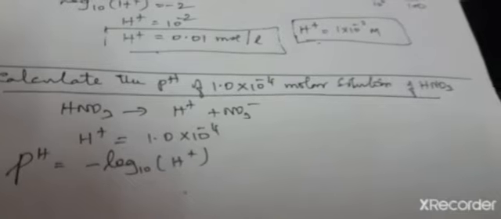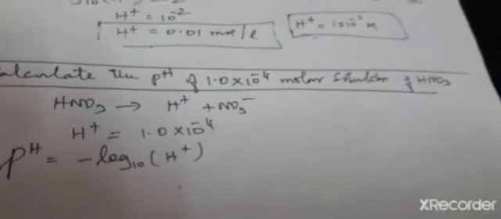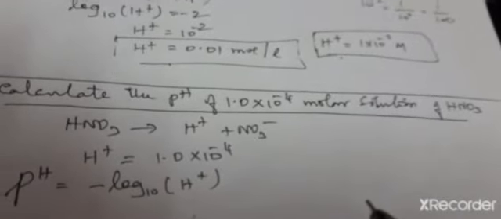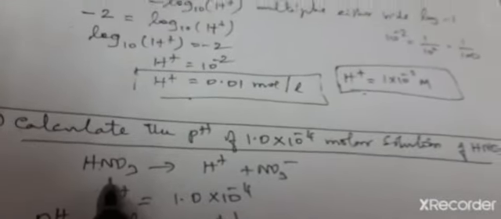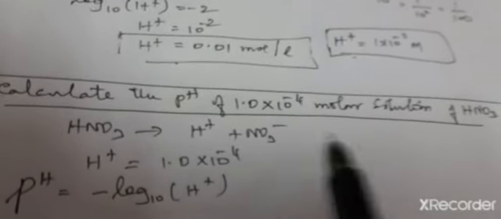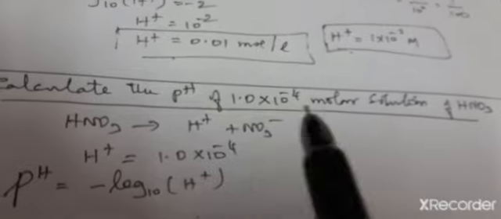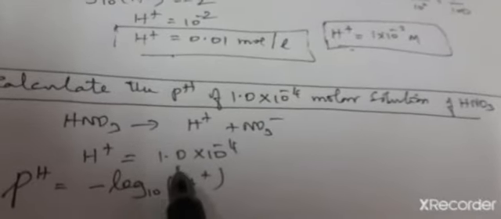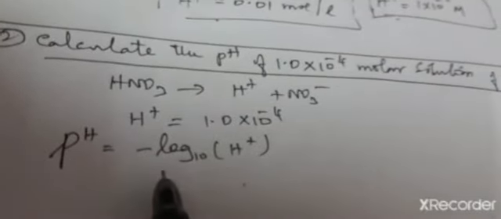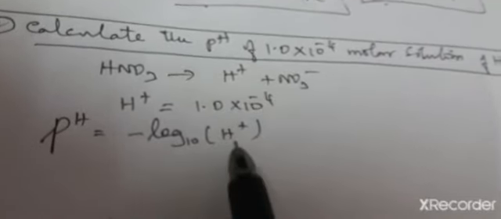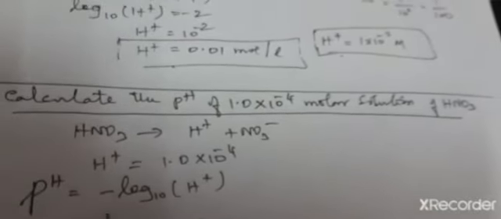Now see the next question. Calculate the pH of 1.0 into 10 power minus 4 molar solution of nitric acid. HNO3 is nitric acid that is going to displace hydrogen ion. So in an aqueous solution, nitric acid is going to displace H plus and nitrate ion. And H plus value is given, 1.0 into 10 power minus 4. So you have to use the negative logarithm of hydrogen ion concentration, minus log 10 H plus. Then the remaining steps are similar to the previous sums.